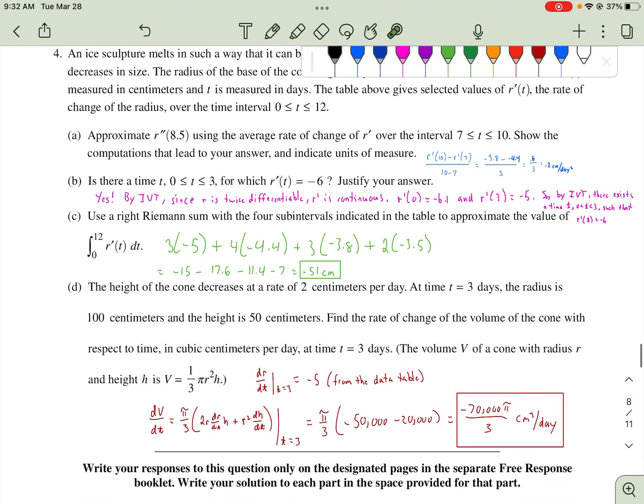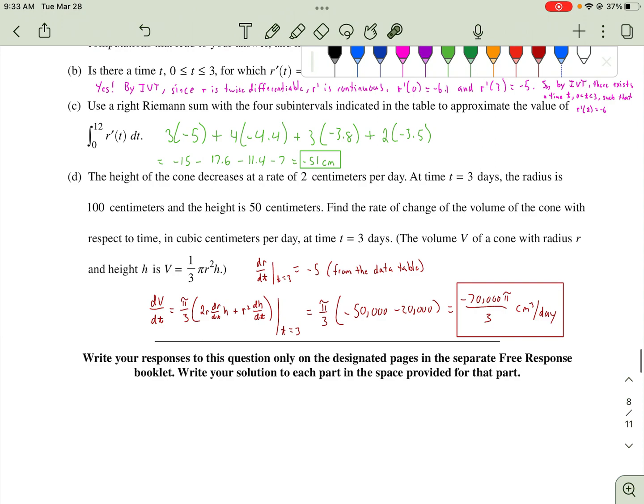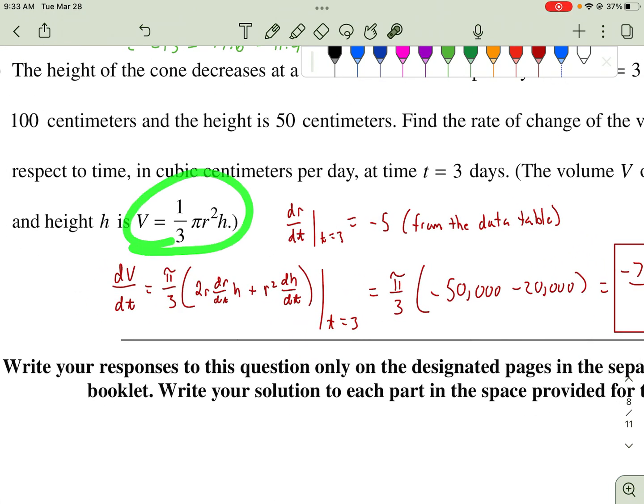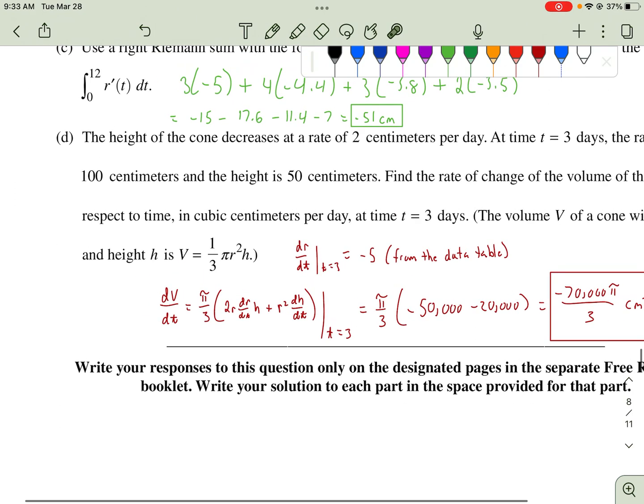And then part D, the height of the cone decreases at that rate. I'll let you read the problem, but we're trying to find the rate of change of the volume of the cone. So volume was given to you to be this. Now, as the height decreases, the radius also changes. So both things are changing as time changes. So this is a related rates problem, and you've got to do the product rule. So here's the derivative.